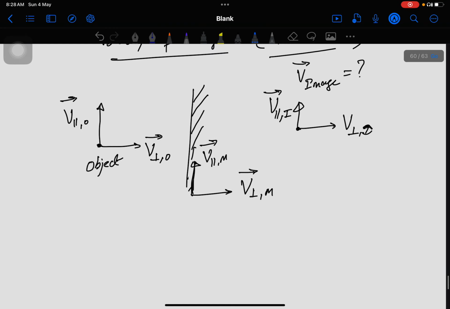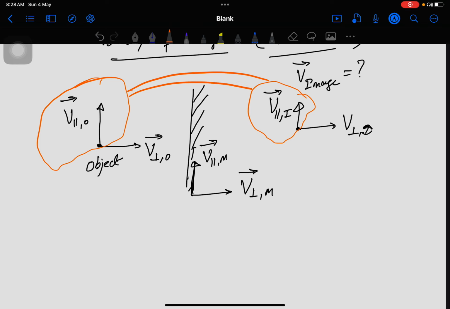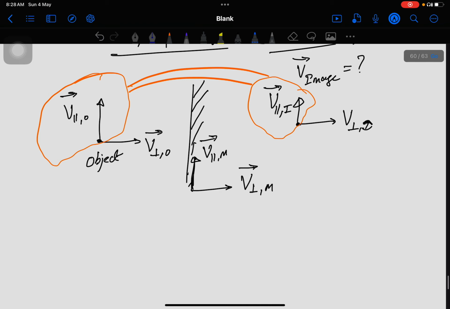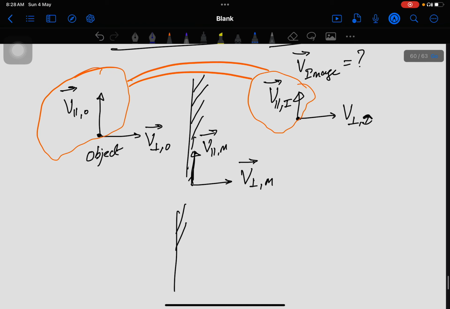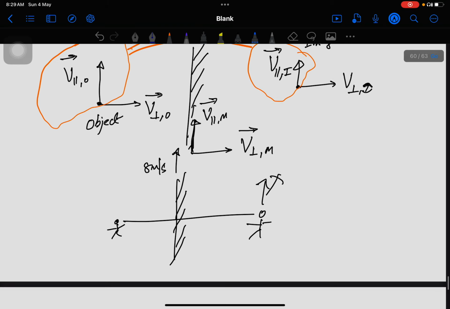Now, one key concept over here is that whatever is the velocity of the object which is parallel to the mirror, it's the same as the velocity of the image parallel to the mirror. These two will be one and the same. A simple case would be, imagine that you are stationary and the mirror is moving parallel to itself with 8 meters per second. What you will see is that your image is stationary. It has no component in it.